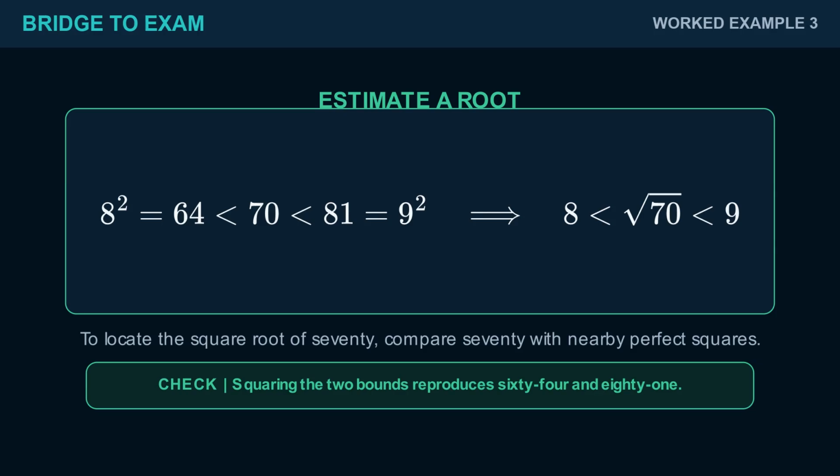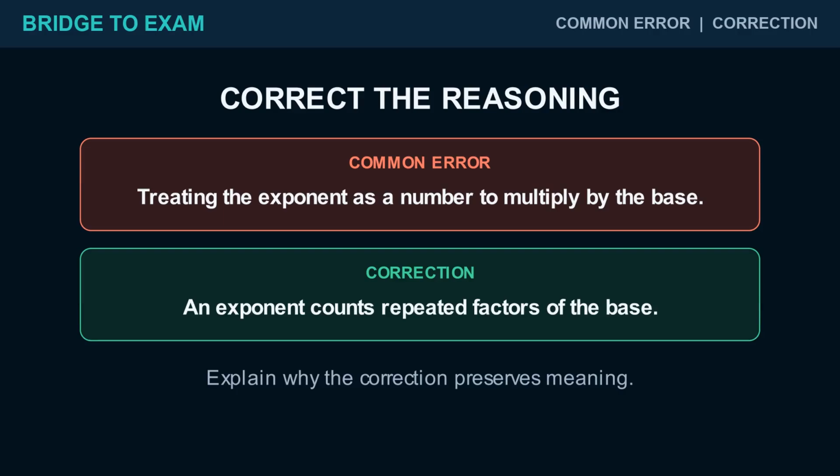Worked example 3. To locate the square root of 70, compare 70 with nearby perfect squares. 8 squared is 64, and 9 squared is 81. Therefore, the square root of 70 lies between 8 and 9, a little closer to 8. Check. Squaring the two bounds reproduces 64 and 81.